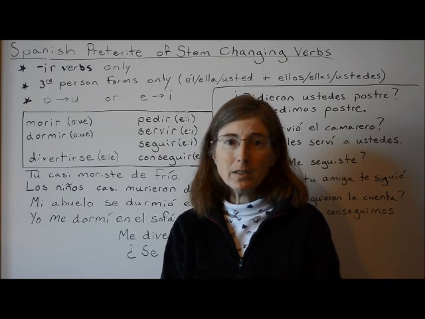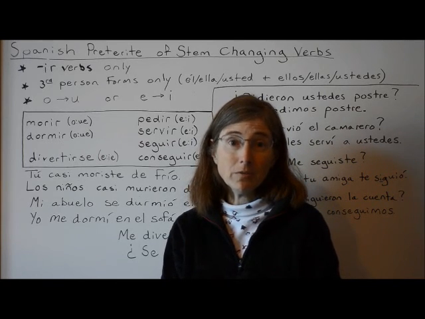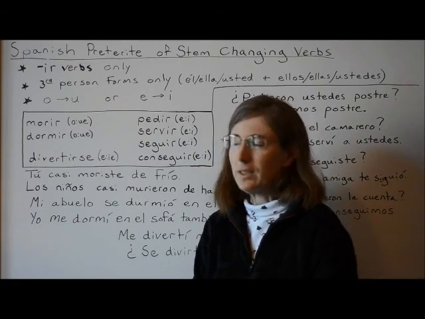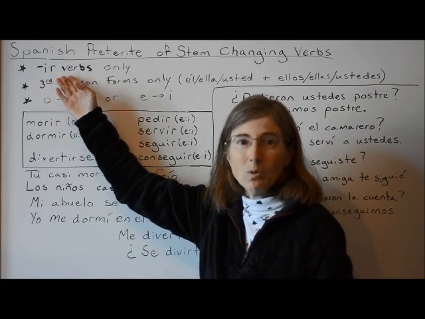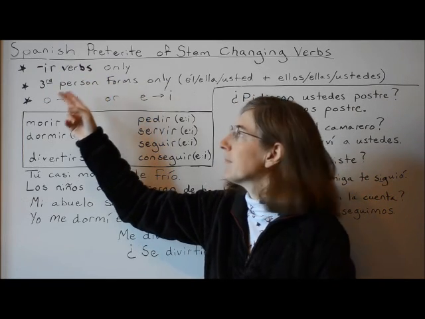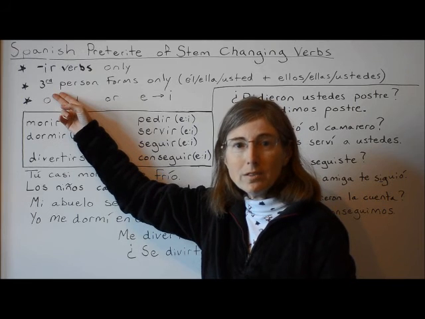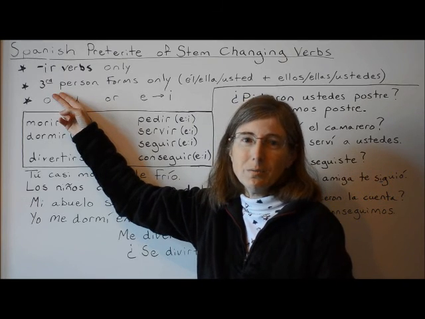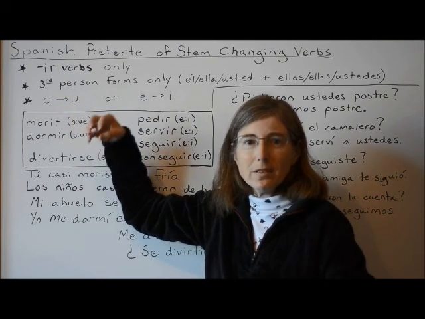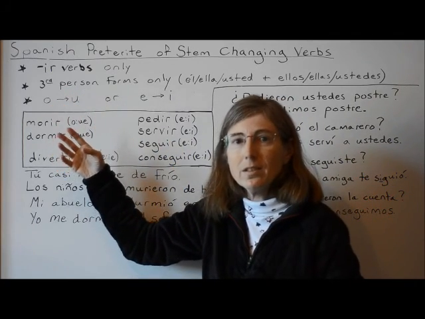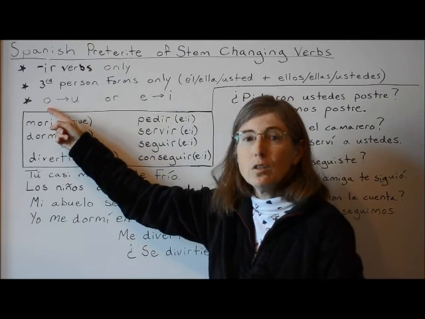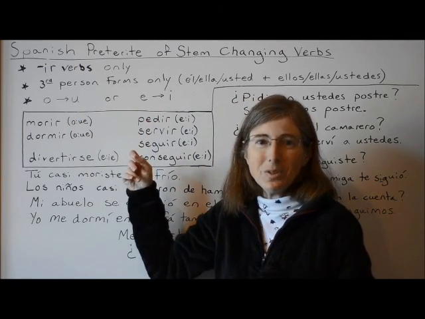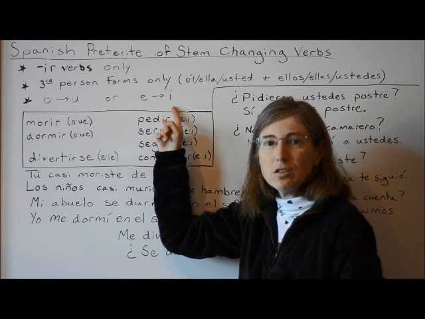In Spanish, in the preterite tense, only IR present tense stem-changing verbs experience a stem change. So we're going to look at three conditions here for stem-changing verbs in the preterite tense. Has to be an IR verb. Only IR verbs in the preterite experience a stem change. And these IR verbs only stem change in the third person forms. So first person and second person forms do not stem change. Of these present tense stem changing IR verbs, in the preterite tense, verbs that are O to UE stem changers, the O changes to a U in the third person form. Verbs that are E to IE or E to I stem changers, the E changes to an I.